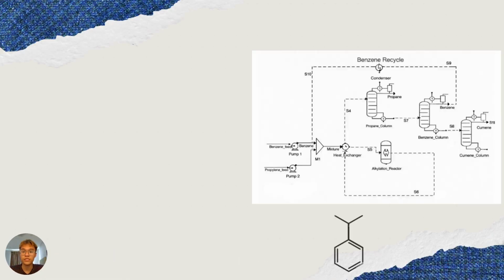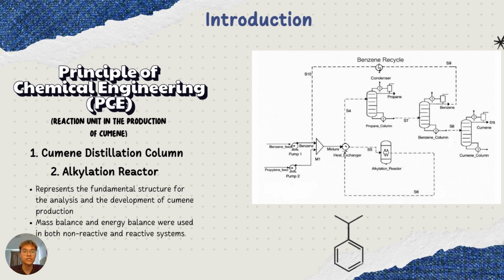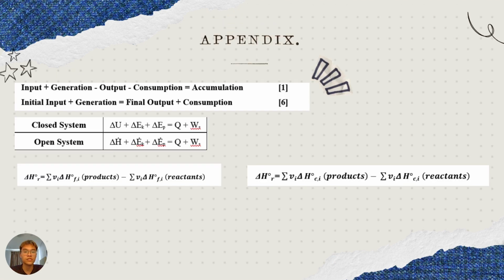So today I will be presenting the introduction for the PCE part. First of all, this section introduces the reaction unit in the production of cumin. The main equipment involved are the cumin distillation column and the alkylation reactor. Next, these are some basic equations used in this study, including mass balance, energy balance, heat of formation, and heat of combustion.